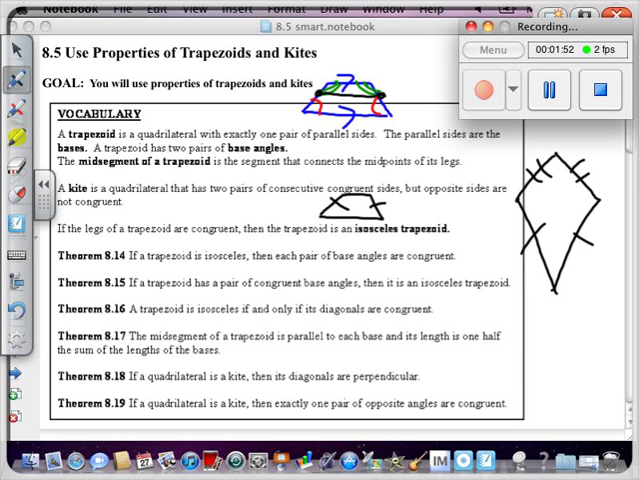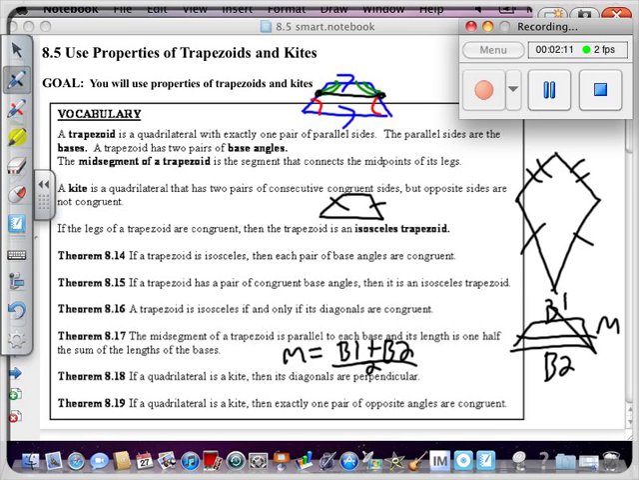So that means if we've got a trapezoid, I'm going to label this. This is going to be B1, B2, and this is going to be M for its midsegment. The midsegment equals base 1 plus base 2 divided by 2. If a quadrilateral is a kite, then its diagonals are perpendicular. That means its diagonals must meet at a 90-degree angle.